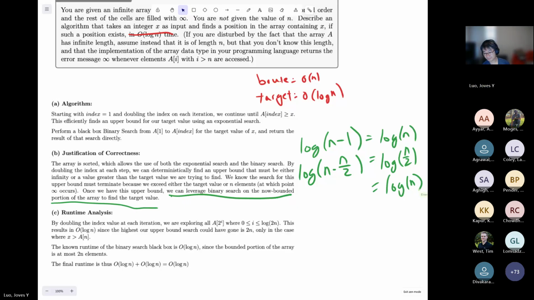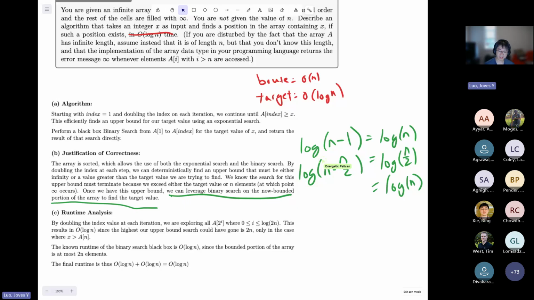Hey, I noticed that the algorithm doesn't address the infinity case, but the justification explains it, right? It says when you keep doubling, you will eventually either find a value greater than the target, or you'll hit infinity. So is that the general expectation? We don't have to deal with those corner cases in the algorithm and just explain that in the justification, or should we do the opposite and have the corner cases explained in the algorithm?